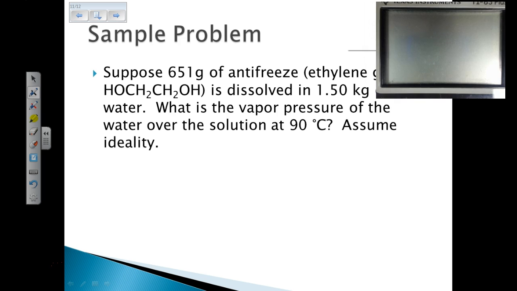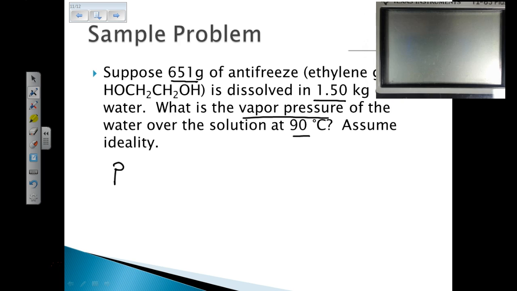We have antifreeze, which is ethylene glycol, dissolved in 1.5 kilograms of water. So it's like we're winterizing our cars. You put antifreeze in the radiator of the car, and what we want to do is find out what the new vapor pressure of the water is going to be when it's at 90 degrees C.